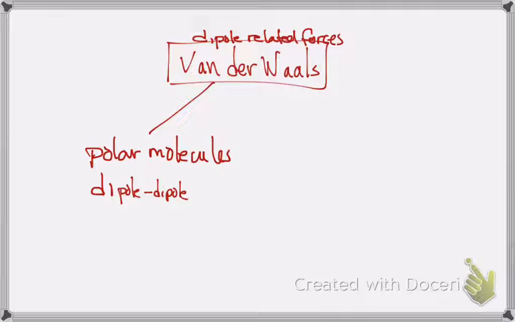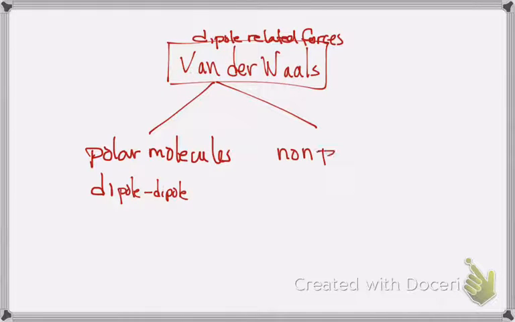The other type of van der Waals force is between nonpolar molecules, and that's what I'm going to explain in the next few slides. It's kind of easy to understand, well, if you have two polar molecules, yeah, they're going to be attracted to each other. But why are two nonpolar molecules attracted to each other? What causes that? That's a little trickier to understand.